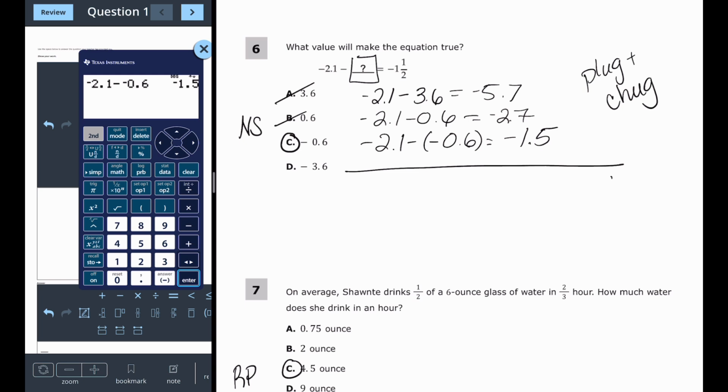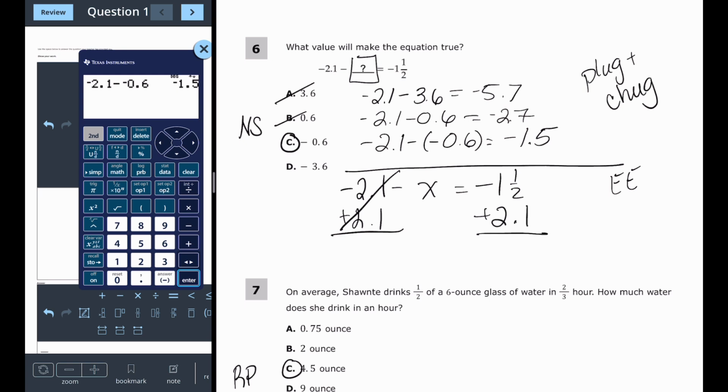And here is my EE way, which is to isolate the variable. So negative 2 and 1/10 minus some number. Actually, I'll use x because I get used to that. Minus x is equal to negative 1.5. So I'm going to create a zero pair by adding.